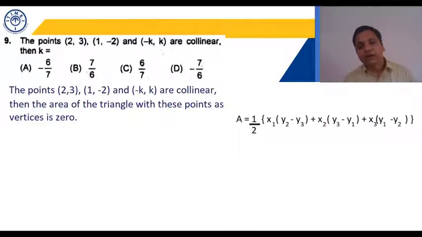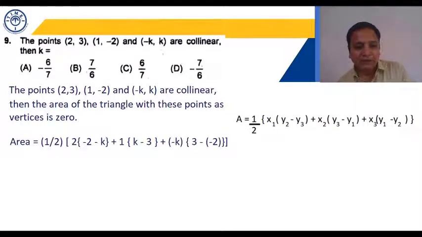Now, we apply this formula. Half x1 bracket y2 minus y3 plus x2 bracket y3 minus y1 plus x3 bracket y1 minus y2. Here x1, y1, x2, y2, x3, y3 are the points. So just keep in mind, if you are taking one point as x1 x coordinate, then the corresponding y coordinate is y1. This has to be remembered.